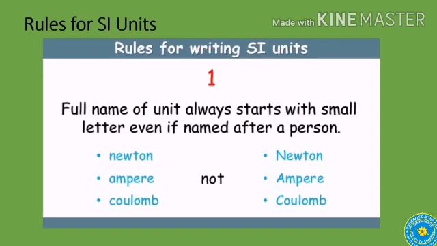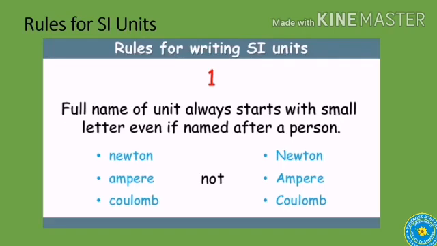Rule number 1. Full name of unit always starts with small letter even if named after a person. For example, Newton is a unit of force. You already learned in your primary classes, right? Newton is the name of a scientist. Even though it is a name of a scientist, we will not write the unit newton with capital N. Got it, children? So what is the first rule? Full name of unit always starts with small letter even if named after a person.